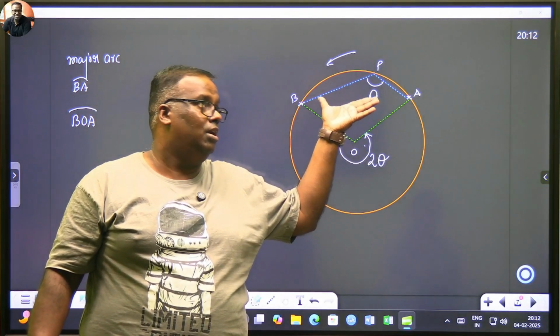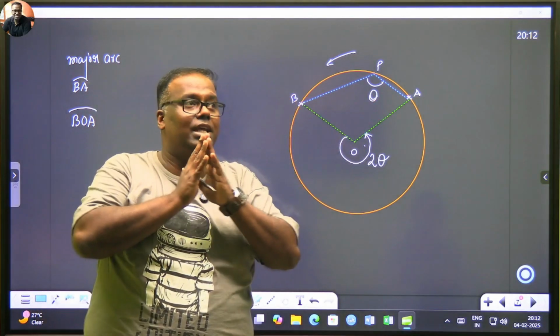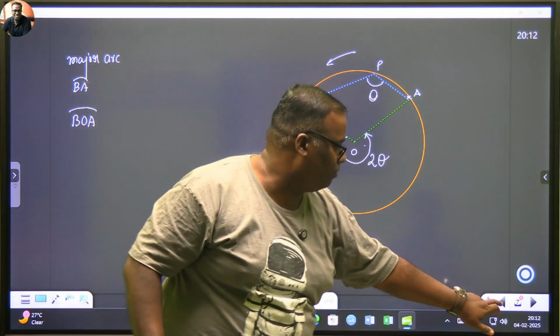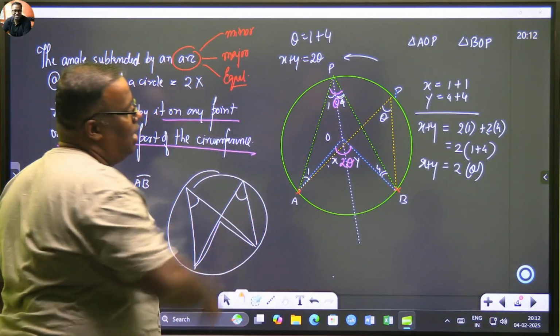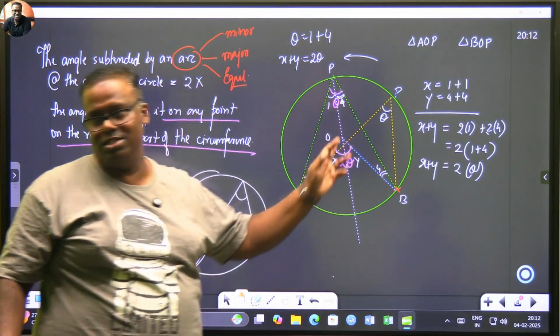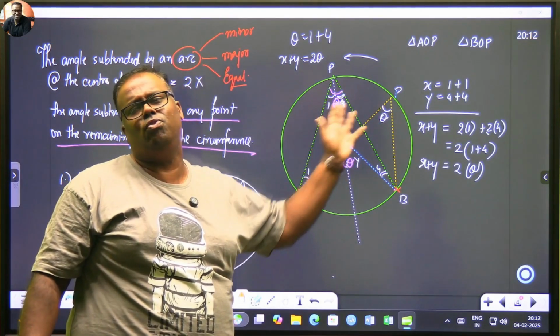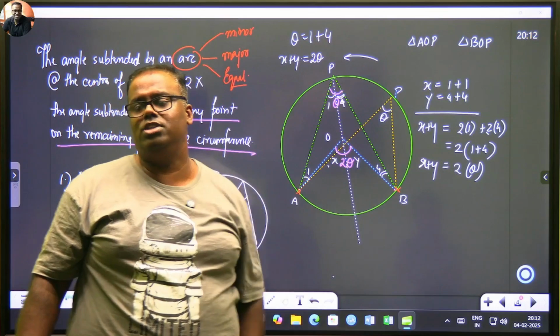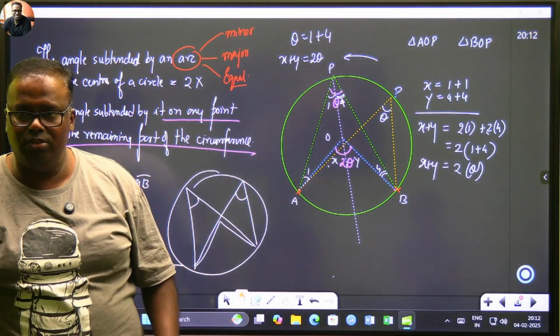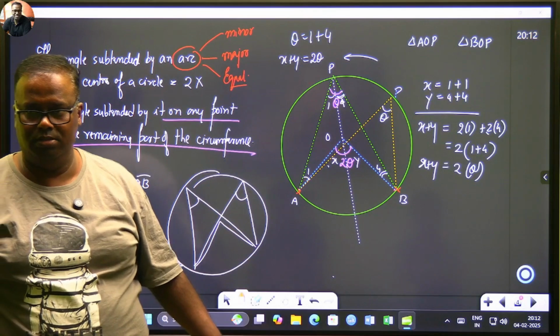Now our first theorem was what? Angle subtended by an arc at the center is twice the angle at the circumference. It gives rise to any two angles in the same segment being equal. There can be 3, 4, 5, 6, n number of angles. As long as you are on the same segment and standing on the same chord, it's equal.